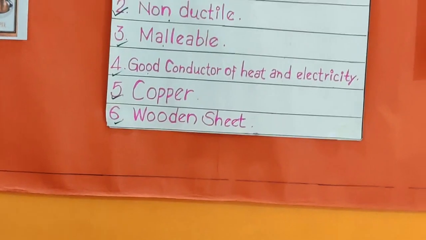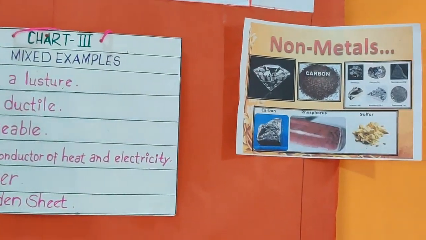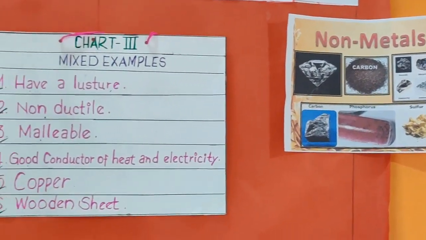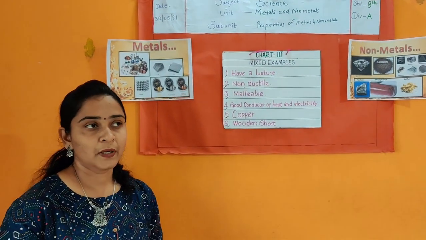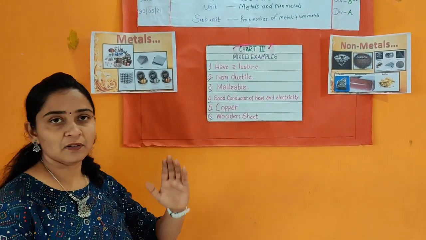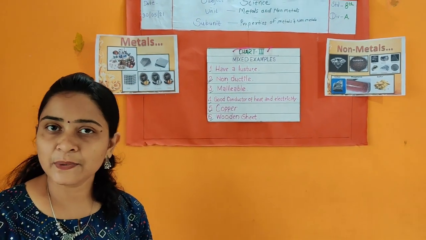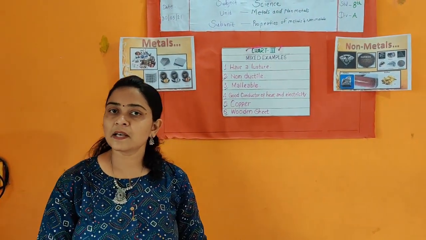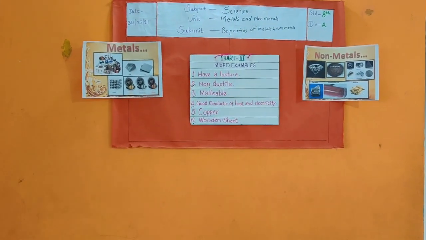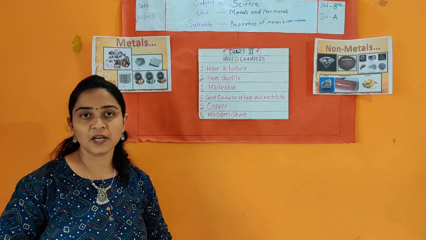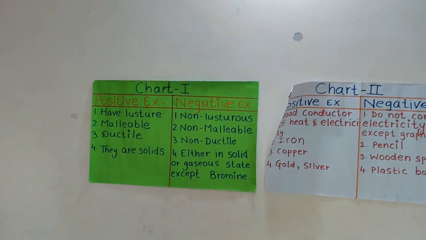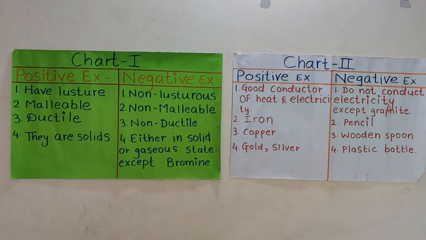And non-metals are also non-lustrous, non-malleable, non-ductile, and they do not conduct electricity except graphite. So we have seen all the properties of metals and non-metals. But students, tell me some answers to questions from chart 1 and chart 2. What were you thinking?